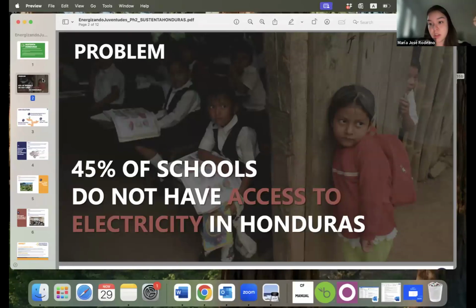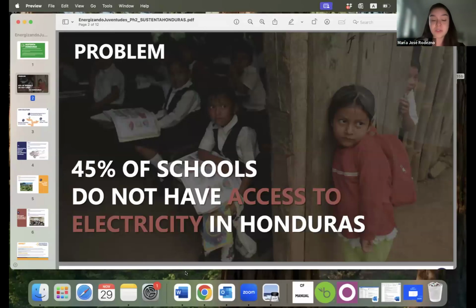So we partnered with the University of Berkeley, who further helped us map the actual number of schools. And this is how we found out it was actually 6,000 schools. With this in mind, we were able to create the first roadmap for electricity access for schools in the entire country.